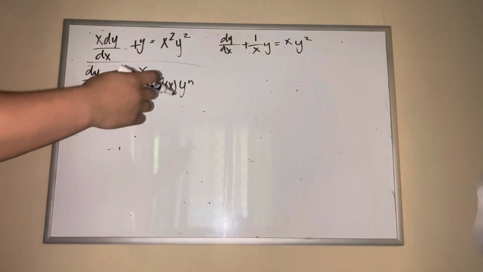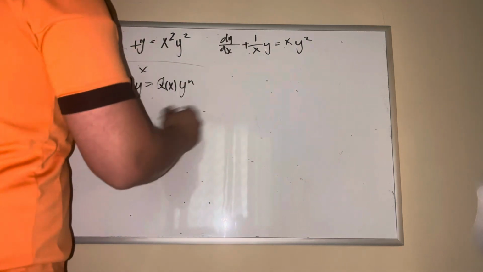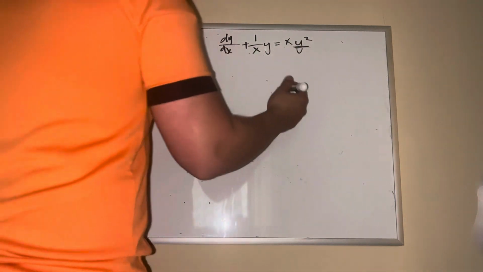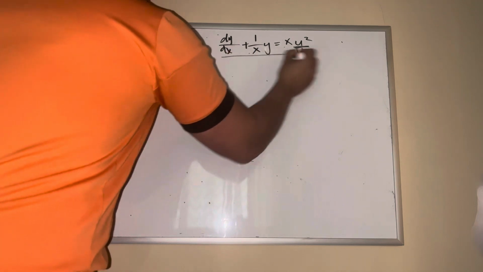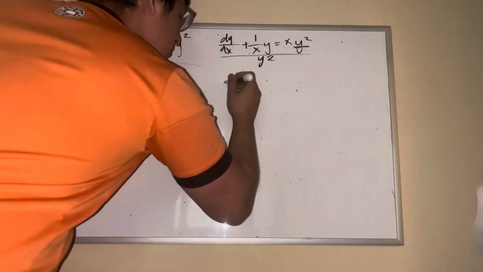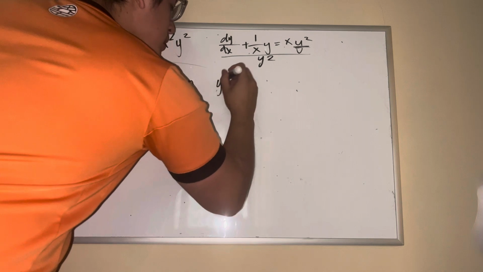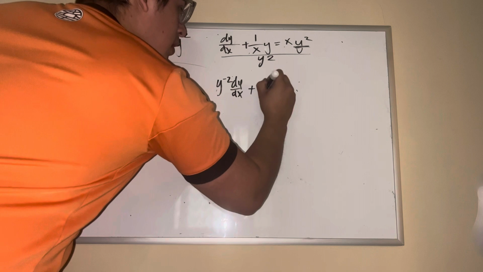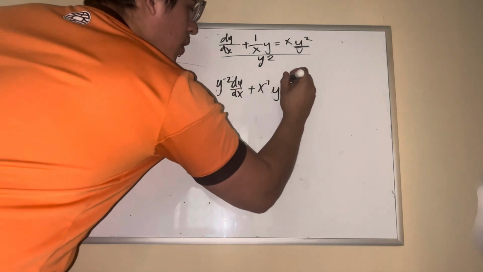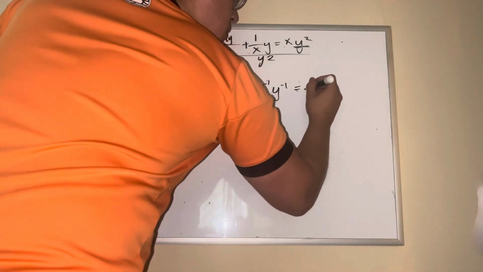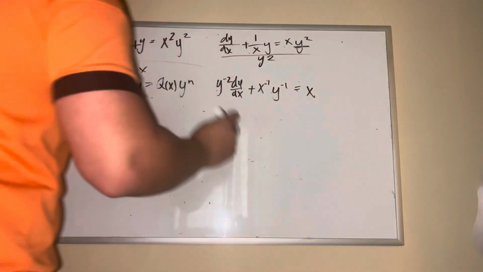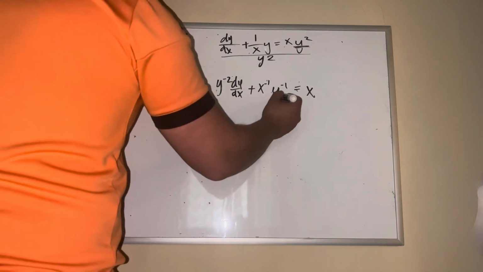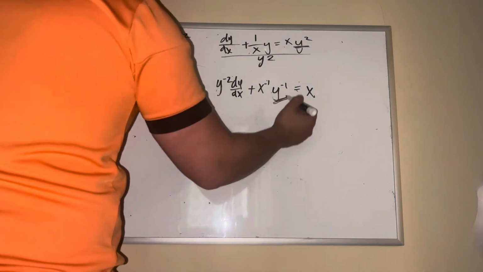So our next step would be divide by y to the n, in which case our y to the n is y to the second power. So divided by y to the second power, we get y to the negative 2 dy/dx plus x to the negative 1 y to the negative 1 is equal to x. So from here, our substitution is going to be u is equal to this.